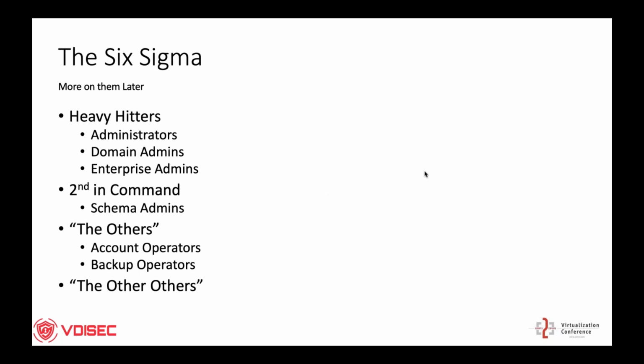So here's kind of the Six Sigma that you need to worry about. These are the first ones that we need to hit. So we've got administrators, domain admins, enterprise admins, and then schema admins, because it has some very specific permissions, and then the others, account operators and backup operators, and then the others, which we'll get into.